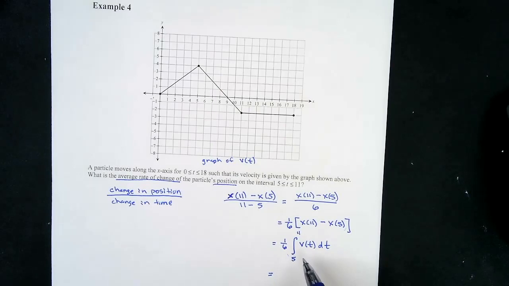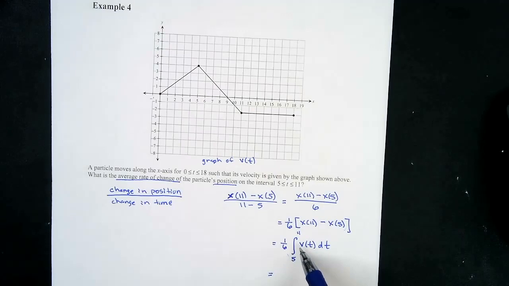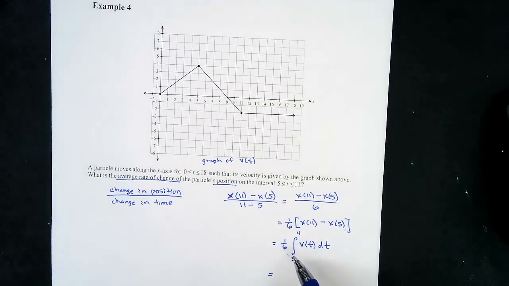And if you think about this, right here, this is also the average velocity. So the average rate of change of position is the same as the average velocity. That's kind of weird to think about, right? But they're actually the same thing.